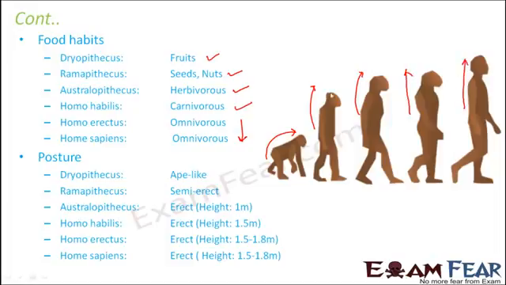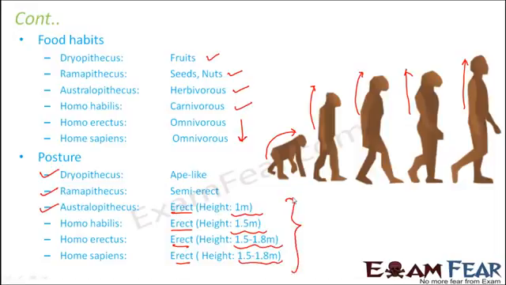So this portion, if you see this, it was slightly bent before, but later in Homo sapiens this is also erect, so it is completely erect. So the posture was initially ape-like, then semi-erect, and then finally erect. However, it was erect since Australopithecus, they were all erect, but their height changed. Initially the height was around 1 meter, then it was 1.5 meters, then 1.5 to 1.8 meters. So the height also gradually increased over time.